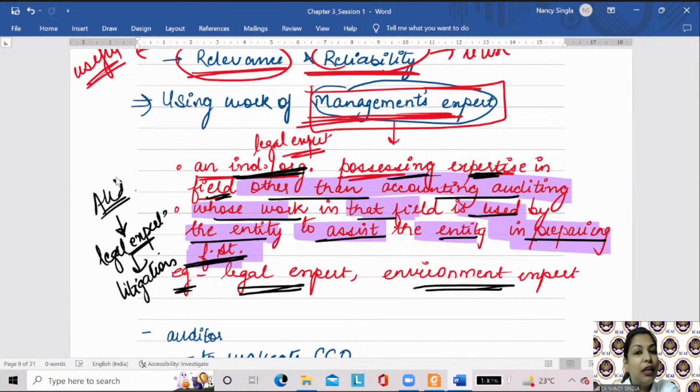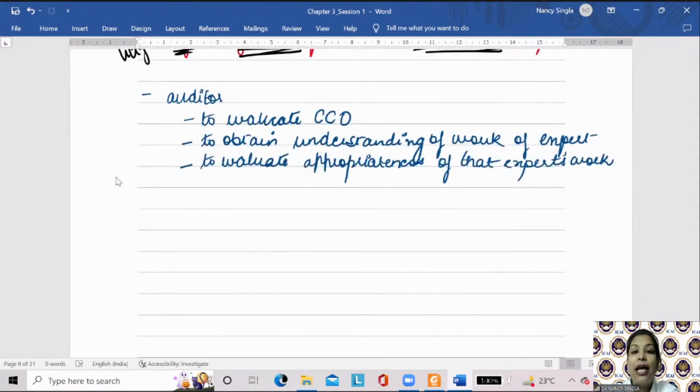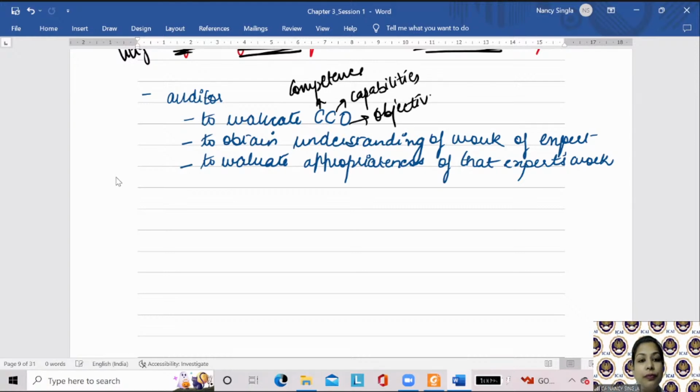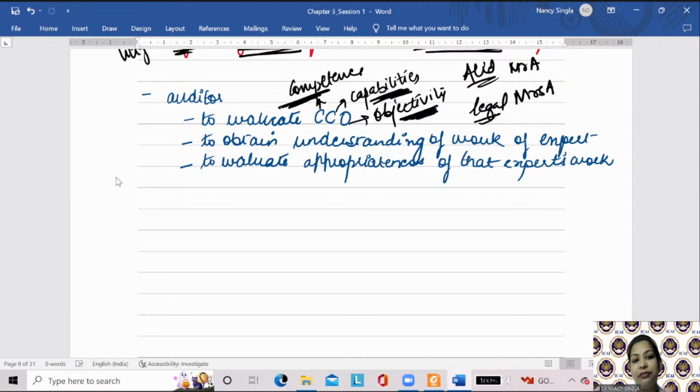Now, if a management expert has given an opinion and the auditor is going to use it, before that the auditor needs to evaluate. The auditor will evaluate the competence, capabilities, and objectivity of that expert. Whether that legal expert is competent, whether he has the capability of giving that opinion, and whether he is unbiased. It should not be that the legal expert of A Limited, let's say Mr. A is the director, is Mrs. A herself. He is not objective.